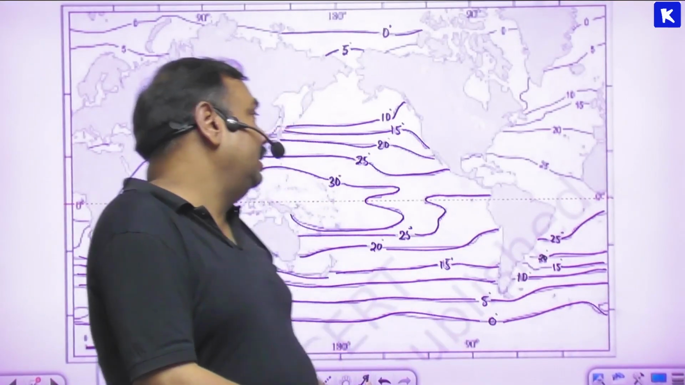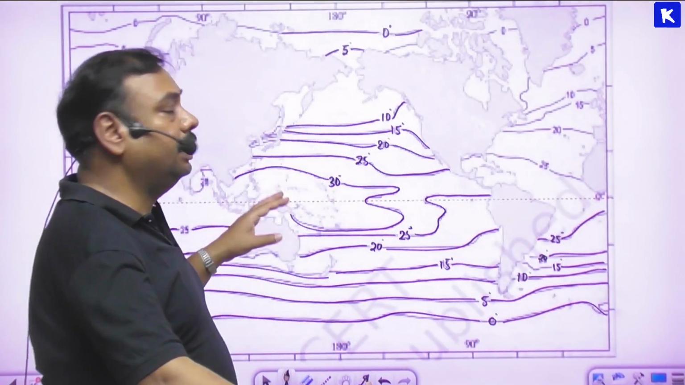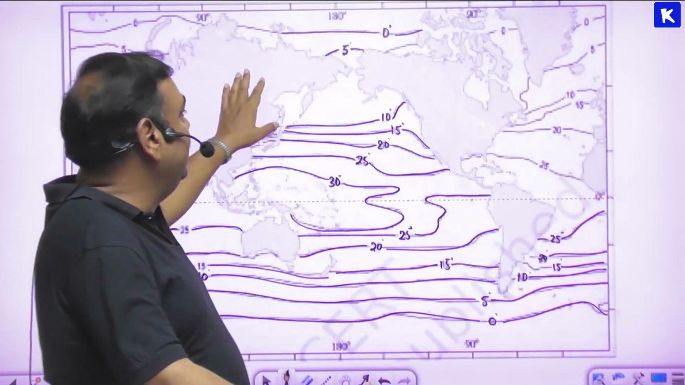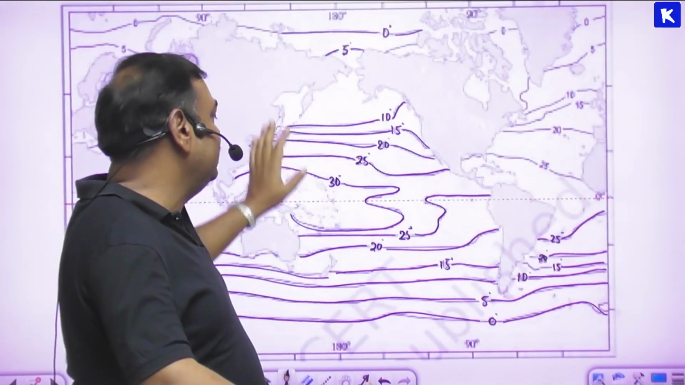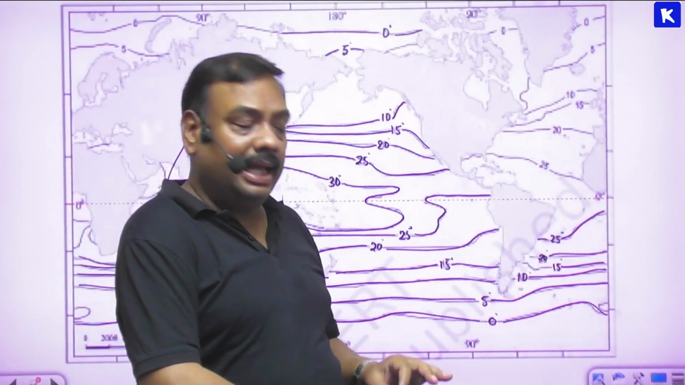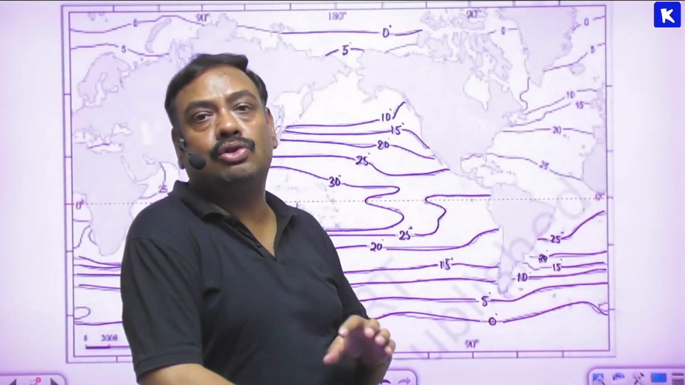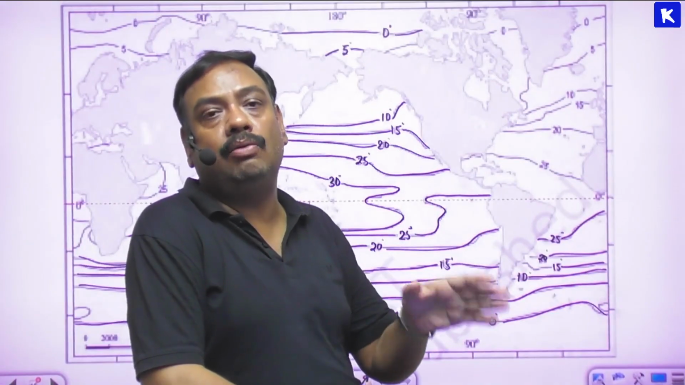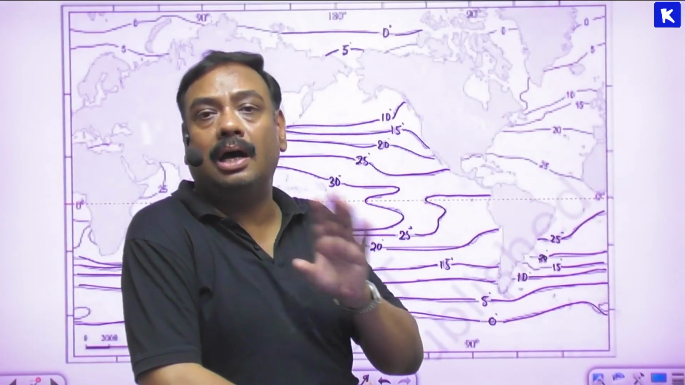Now the third thing you must observe here: if I am saying that the northern hemisphere is the continental hemisphere and the southern hemisphere is the oceanic hemisphere, there is a term often used in geography, unequal distribution of land and water on the globe, unequal distribution of land and water on the earth.